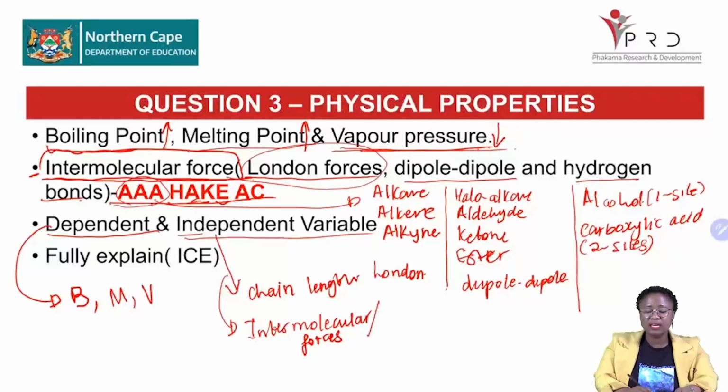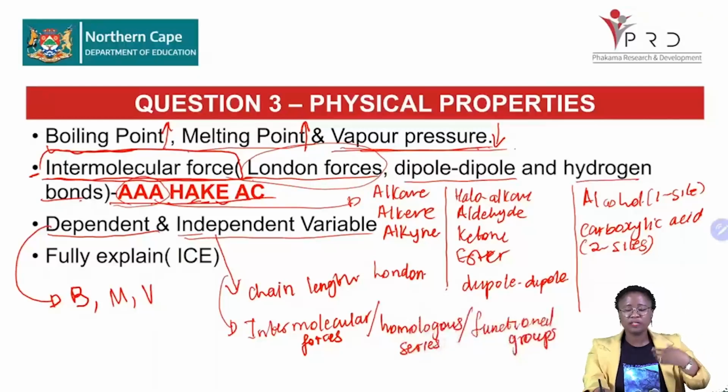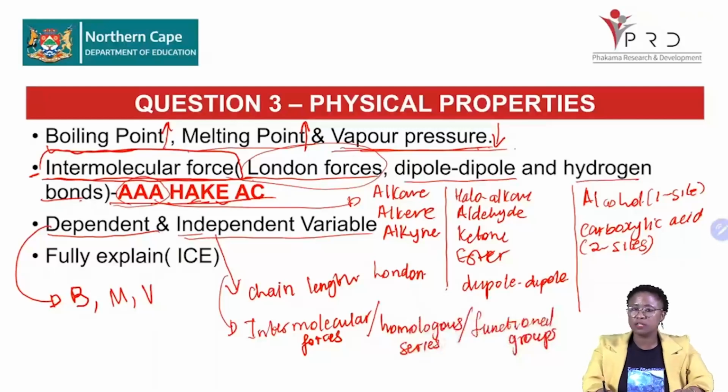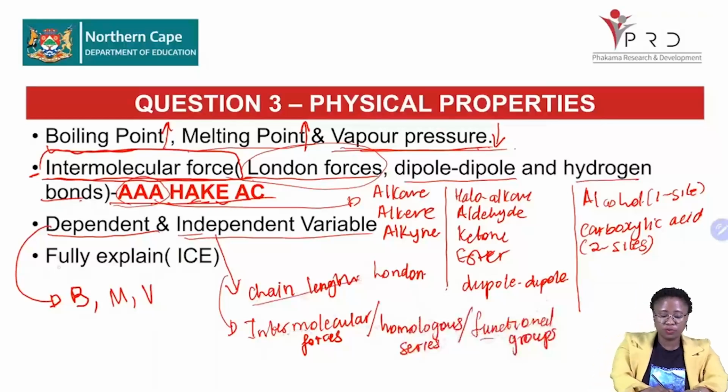So it can either be the intermolecular force, or we can say the type of homologous series that we are given, or the types of functional groups that we are given. So if they have different functional groups, different homologous series, and different intermolecular forces, that means those will be your independent variable. If the intermolecular forces are the same, the homologous series is the same, or the functional group is the same, you are only going to look at the chain length. Very much important to remember.